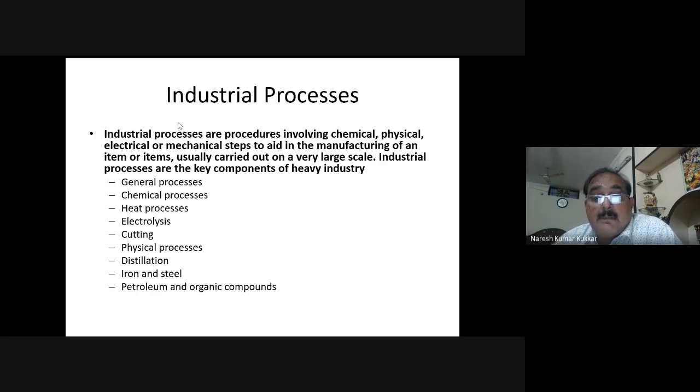There are general processes, chemical processes, heat processes, electrolysis, physical processes, distillation, iron and steel, petroleum and organic components. All processes are not used in each industry. Only a few are used. Various types of industries have different types of processes. So we will study one by one which type of industry uses which type of processes.